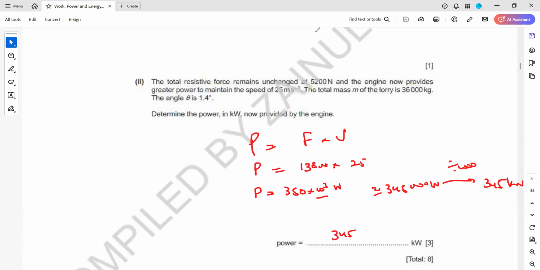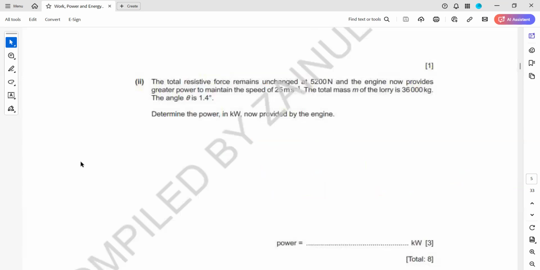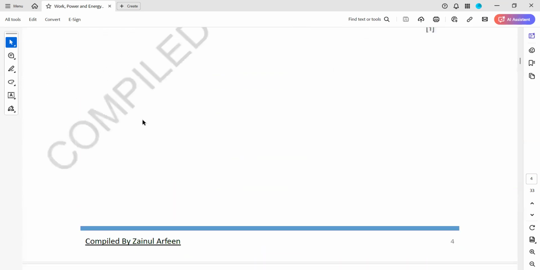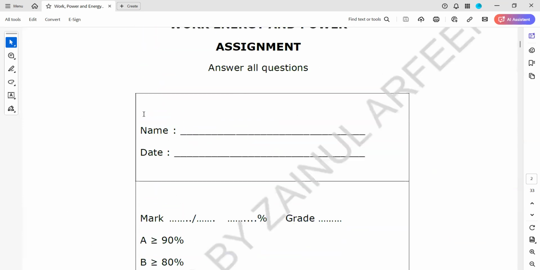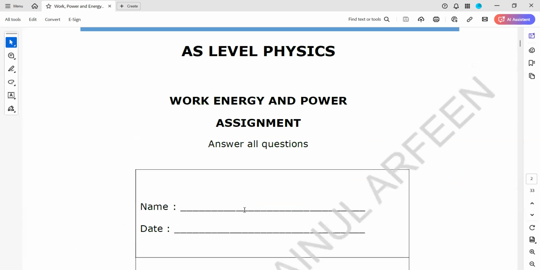Is it clear? Discussion? So next session we'll do more from this exercise, work, energy, and power.